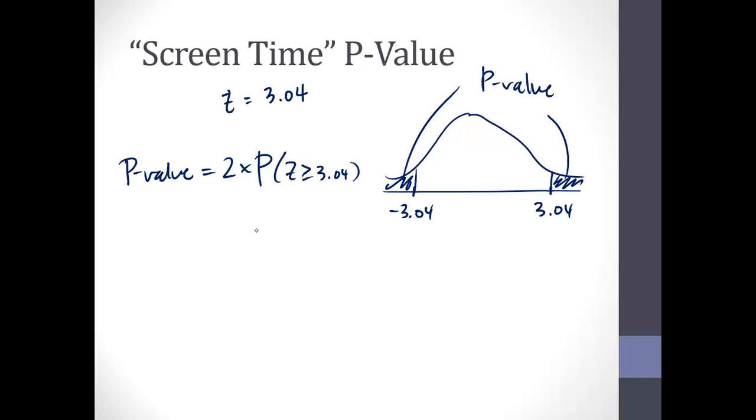What that is really equal to is the probability that z is less than negative 3.04 plus the probability that z is bigger than 3.04. Those areas are the same, so we can just find one of them and multiply it by 2.